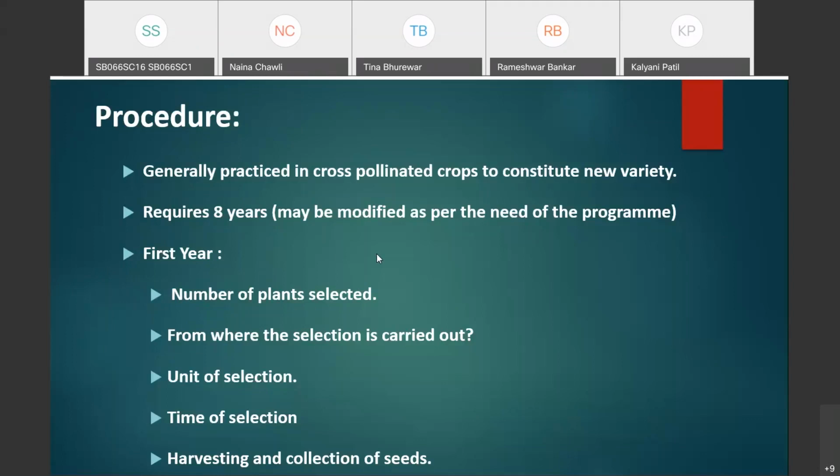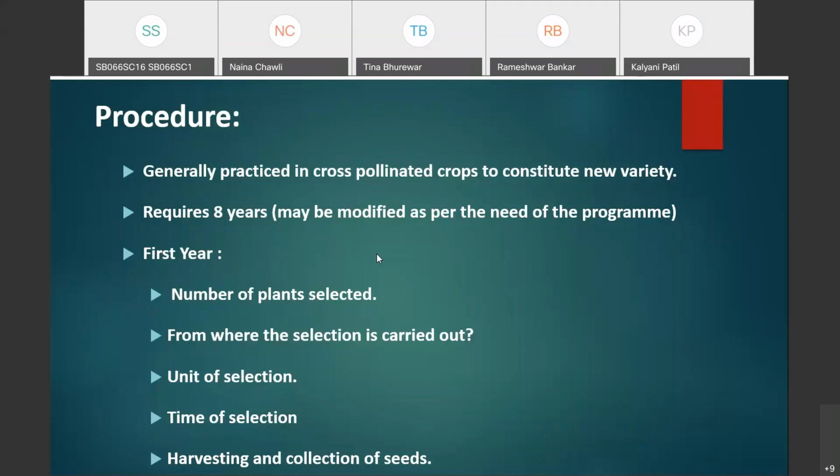The different activities in the first year: a large number of phenotypically similar plants are selected. These are harvested, these are threshed, and the seeds of these plants are composited and preserved to raise the crop in the next season. These are the activities which are carried out in the first year.